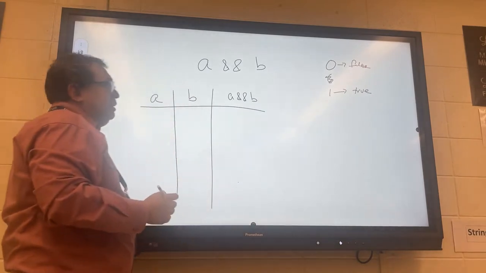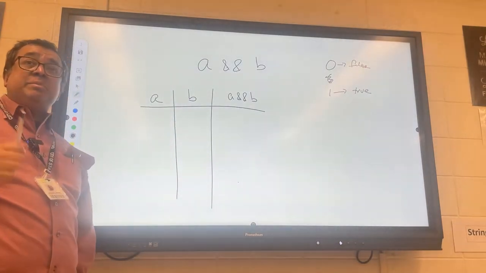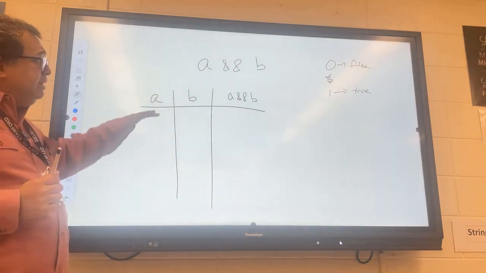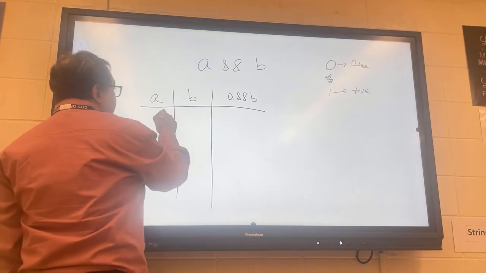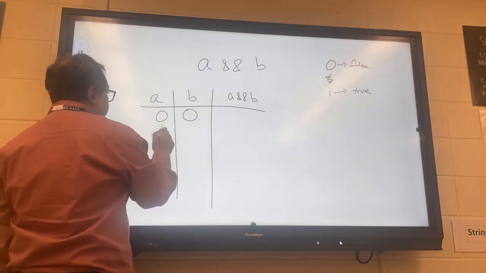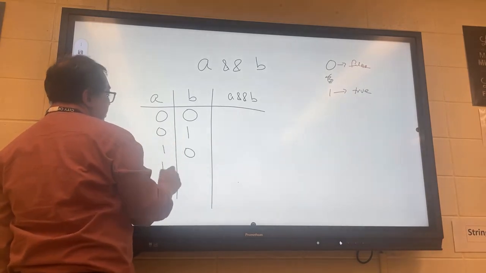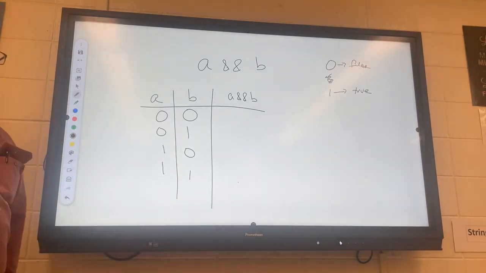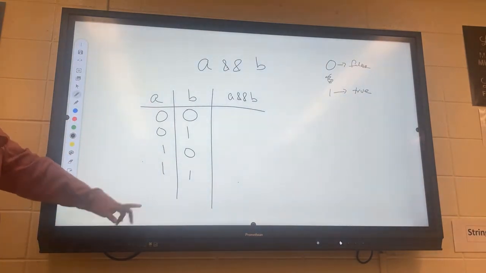So I'm going to write them. Now, it's important that you write them in a specific order because the reader is expecting this order. You want to write them as if you're counting in binary. So you're going to write them in this order specifically. Oops, I messed it up. Let me try again here. Okay, here is 0, 0, 0, 1, 1, 0, 1, 1, like that. So you can see I'm counting 0, 1, 2, 3, like that in binary.